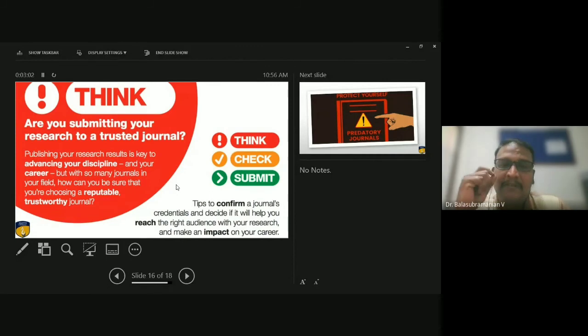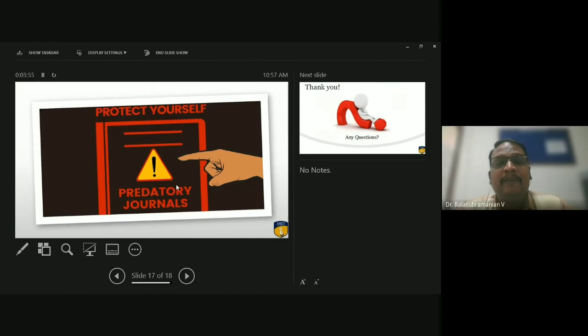So before submitting your manuscript, you have to think and check whether it is a standard journal, whether it is a reputed journal, whether it has a peer review system, whether they follow ethics and copyrights. After confirming the above-mentioned 25 criteria, if it passes all 25 criteria, then you can go for submission of your manuscript. Otherwise you will be in trouble, your data and total work will be wasted, and your money also gone. You must protect yourself from predatory and cloned journals.